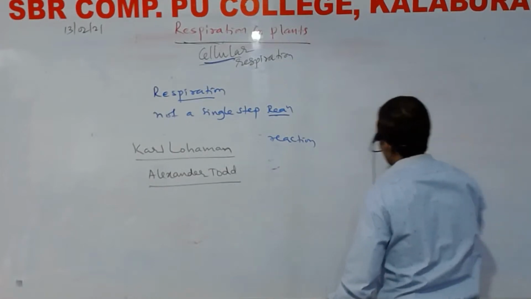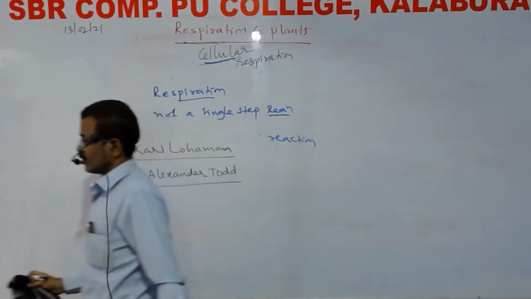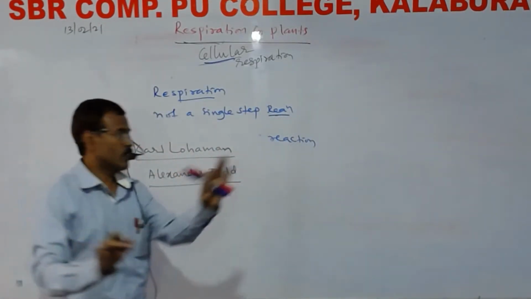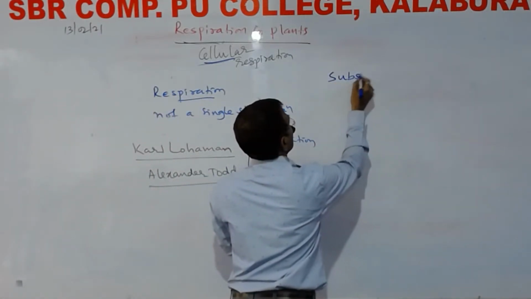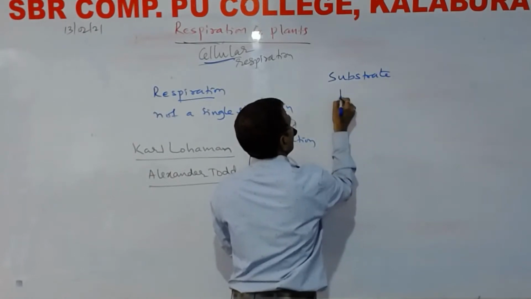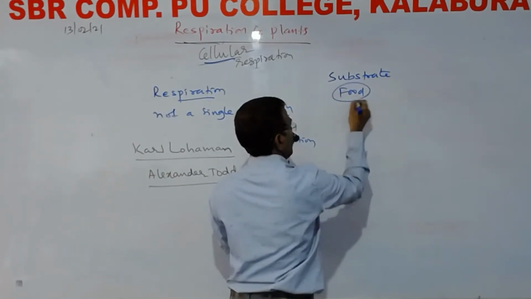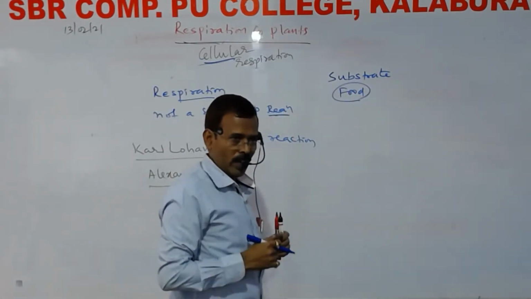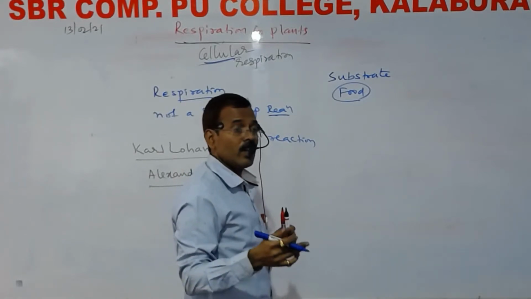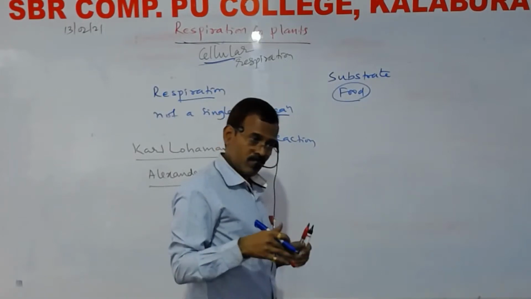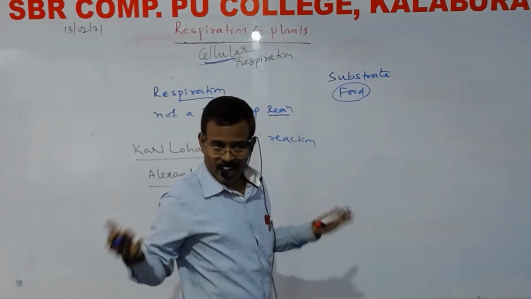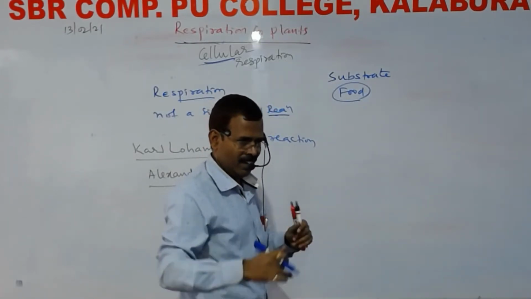So respiration requires raw material. What is that raw material mainly? It requires a substrate. That is food. Organic food. Then oxygen is used if it is aerobic respiration. Oxygen is not used if it is anaerobic respiration. That we will learn a little later on.